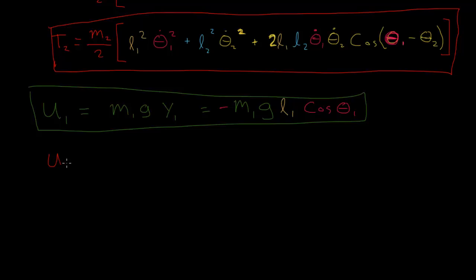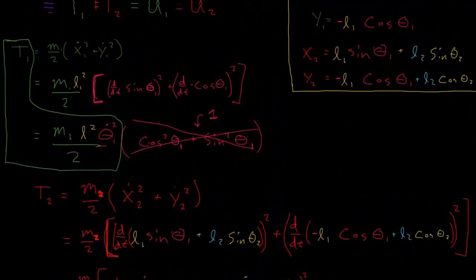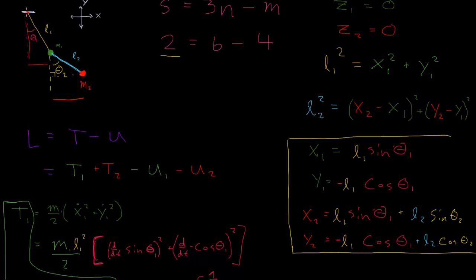So U2, not quite as simple as U1, but much better than T2. So U2 is m2 g y2. And what did we say y2 was, right? y2 is this distance here plus this distance here, right? It's the total distance down from the origin to this mass 2 here. So y2 is this function right here.